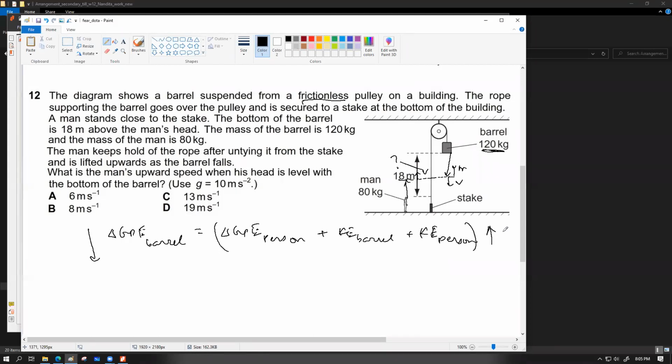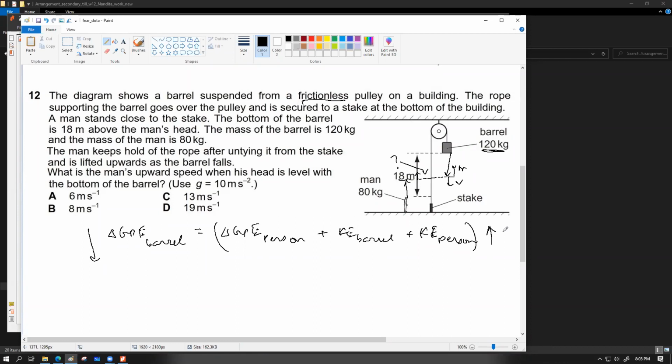This equation is not balanced out in terms of GP plus GP equals K plus K, because we are having two different objects and we are having two different motions. The barrel is falling down where the person is going up. That's why the barrel is going to lose GP and the person is going to gain GP. But in the same process, they're both going to gain K because initially they were at rest. Now they are both moving.